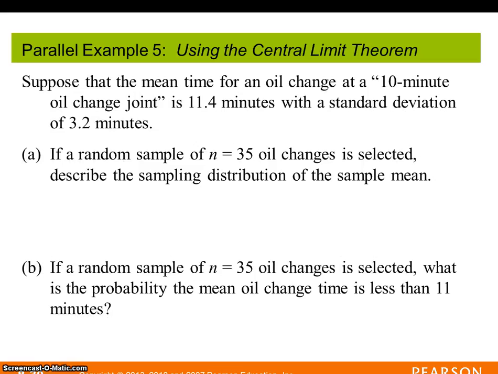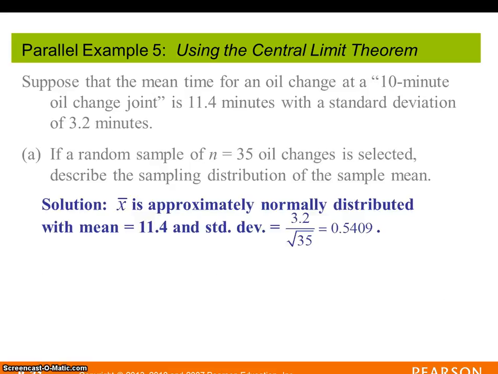So let's look at an example here. Suppose that the mean time for an oil change at a 10-minute oil change place is 11.4 minutes with a standard deviation of 3.2 minutes. A: if a simple random sample of n equals 35 oil changes is selected, describe the sampling distribution of the sample mean. And B: if a random sample of 35 oil changes is selected, what is the probability that the mean oil change time is less than 11 minutes?